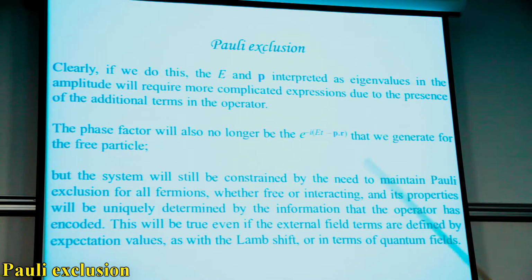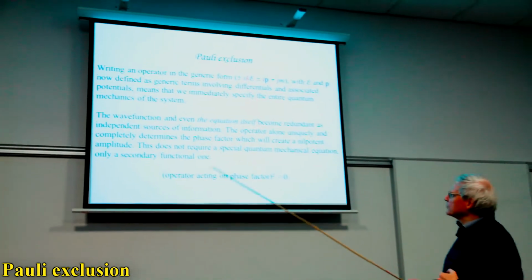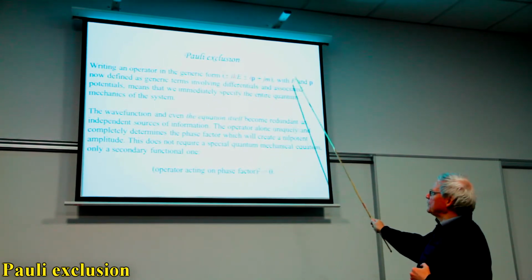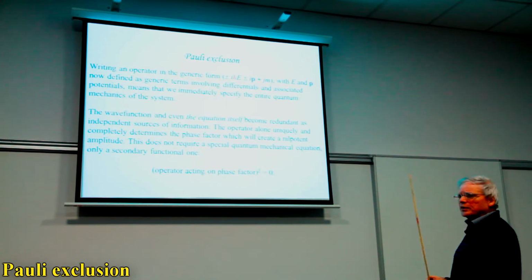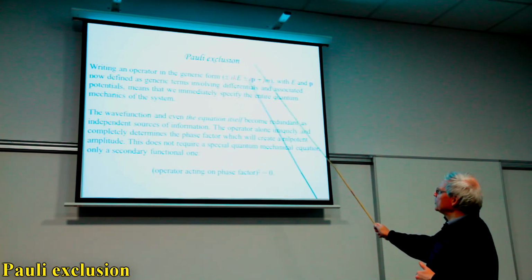However, the system will always be constrained because we need to maintain Pauli exclusion at all times, free or interacting. What will happen is that this will give us uniquely coded information on the system, whether or not we've got external field terms. This is what we do. This changes quantum mechanics. It's not a subject about equations any longer. We don't need to bother with equations. We can do it differently. We write an operator in that form. The E and P are now generic terms which involve differentials with potentials and whatever else they may have, covariant derivatives, whatever else they are, something or other representing E and P.